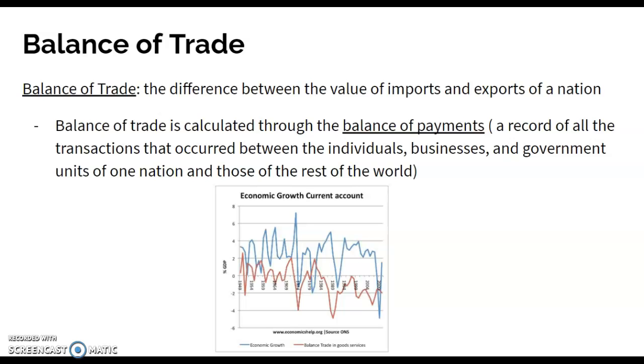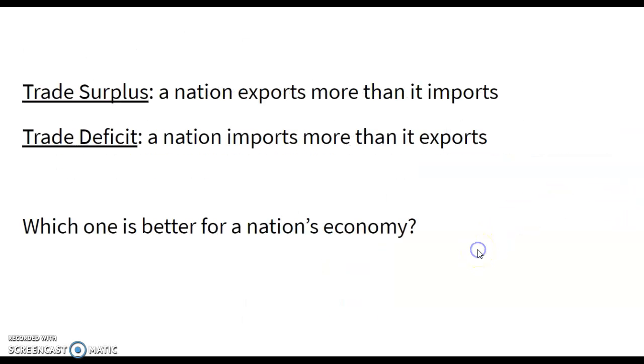Balance of trade: the difference between the value of imports and exports of a nation. Balance of trade is calculated through the balance of payments, a record of all the transactions that occurred between individuals, businesses, and government units of one nation and those of the rest of the world. It's important to try to have a balance of trade because that shows that you are important to other nations and that they are important to you. If you don't have that balance and you are importing more than you are exporting, then you're not seen as valuable to other countries. And if you're exporting more than you are importing, then you probably are not very efficient because you're probably having to create a lot of your own goods and services. So having that balance is really important, and it's really important in your exchange rates as well.